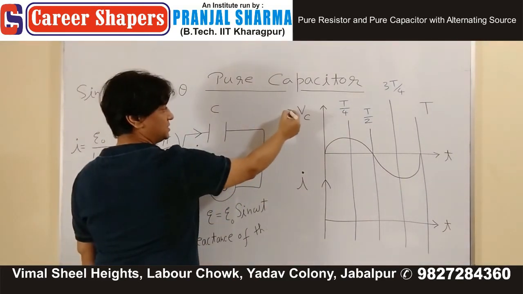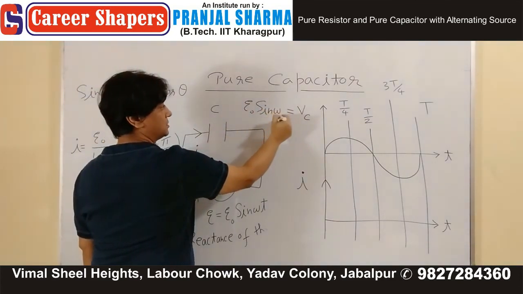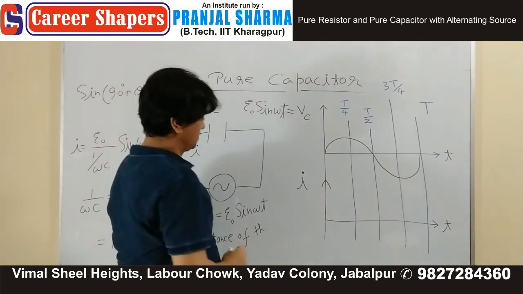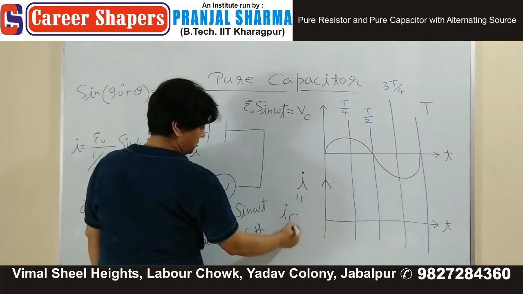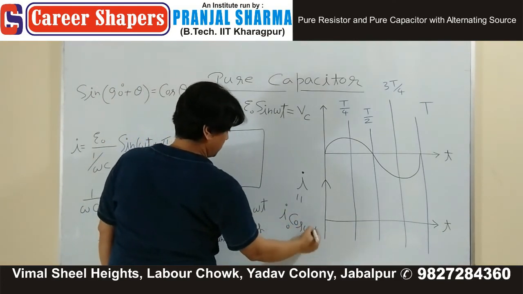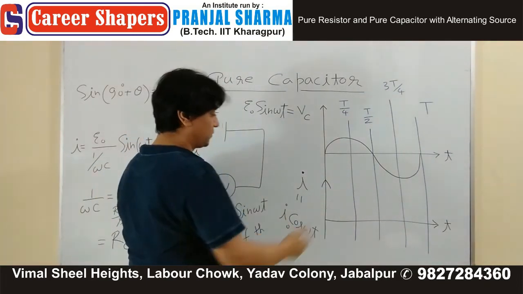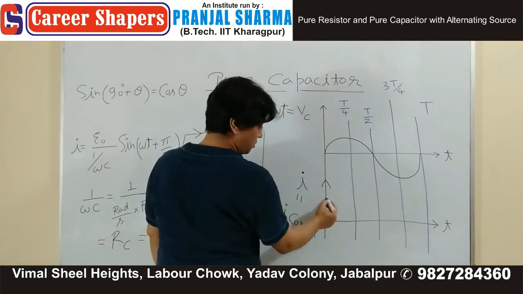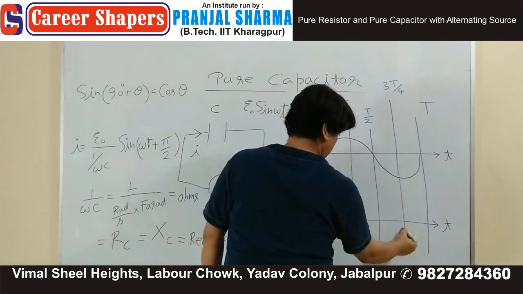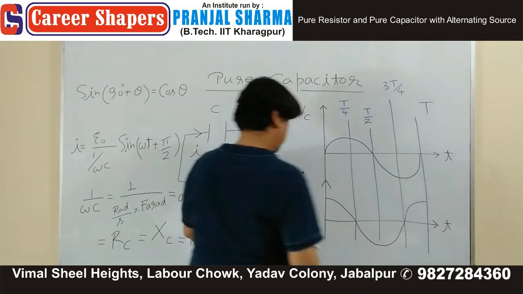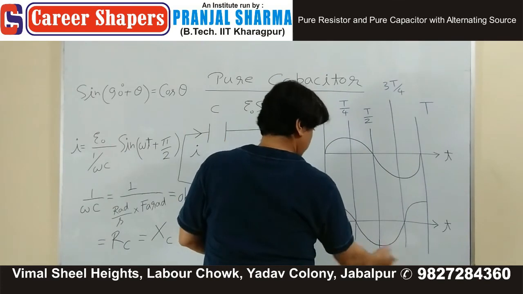What is VC? VC is E naught sine omega t. What is I? I is I naught cos omega t. So we are drawing a graph of cos, and I hope you know how to draw a graph of cos. That's how a graph of cos is plotted. So if you have done the same thing, then write down yours in the comment box.